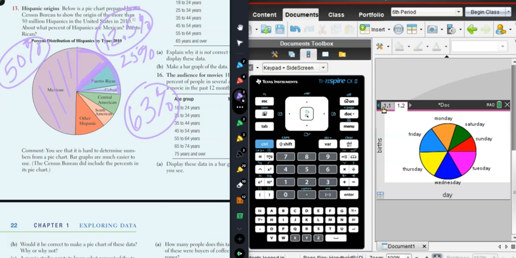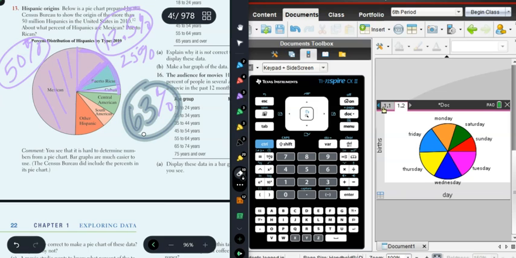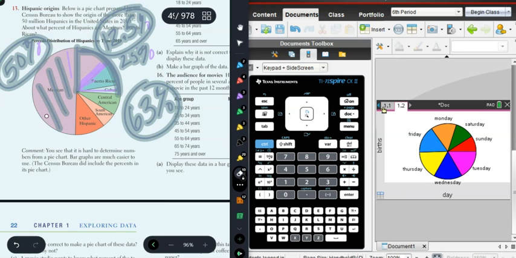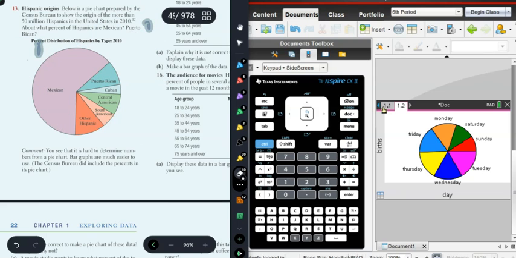Now, if I wanted to look at the Puerto Rican population, let me go ahead and erase this here, I can use the same kind of logic. So now I'm looking at the Puerto Rican population. This right here to this right here would be 25%. And the Puerto Rican population falls about right there.